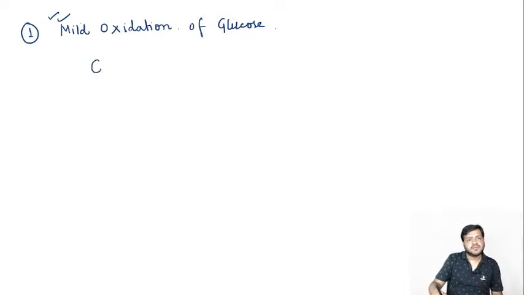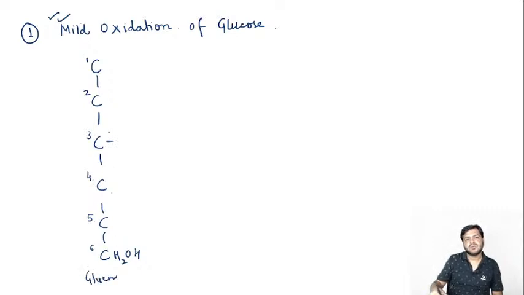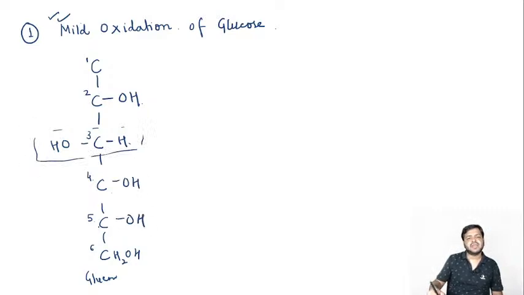Now you already know, first we will try to draw this structure. We have 6 carbons. You already know that on the third carbon in glucose, H is on this side, OH is on this side, and everywhere else OH is on the right hand side.